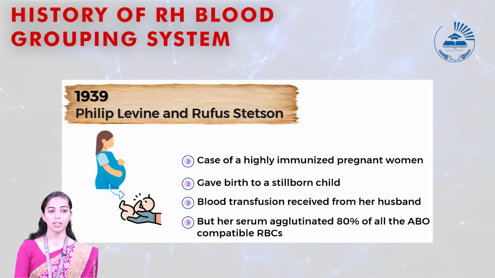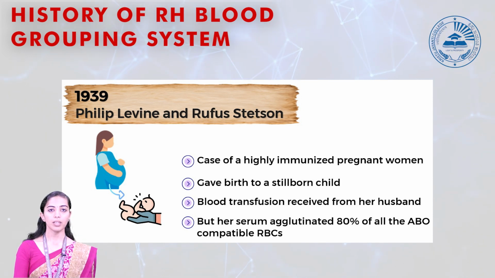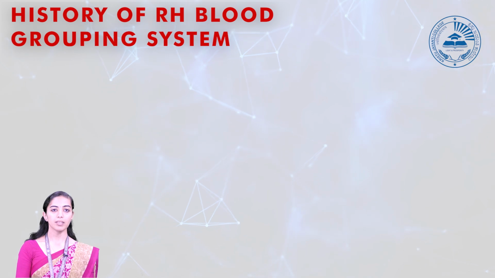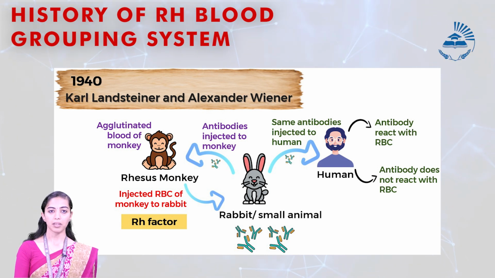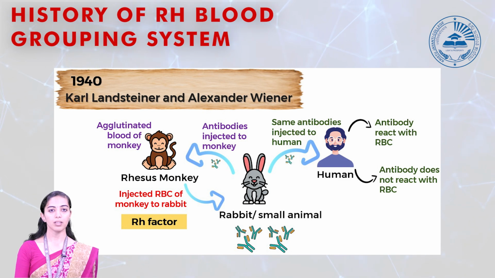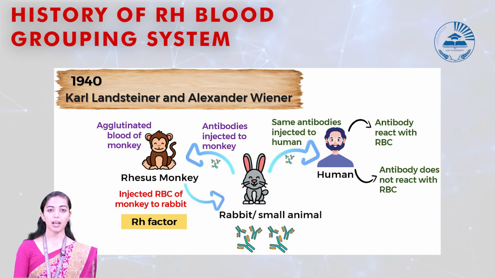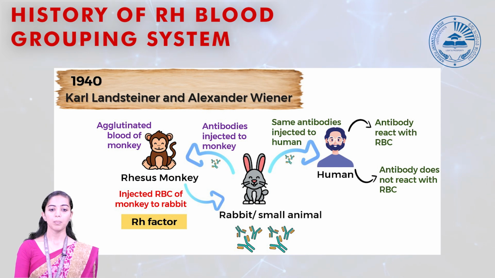They gave this topic to Karl Landsteiner and Alexander Wiener, who were already researching the same topic of ABO blood grouping in 1940. They did research by taking some blood from the rhesus monkey. Rhesus monkey blood has some kind of antigen which is different from humans and all other animals. They took this blood, injected it into a rabbit or other small animals, and identified that anti-RH antiserum was prepared in the body of the rabbit or small animal.